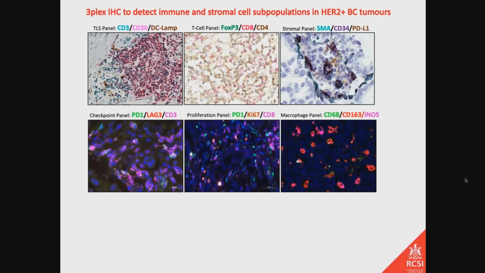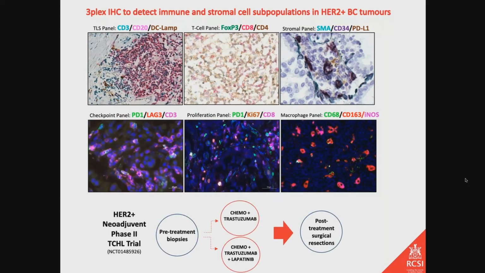So I have designed and optimized 6 3-plex IHC panels, and these are targeting a range of innate and adaptive immune cells, stromal cells, and checkpoint proteins. And these are being applied to pre-treatment biopsies and surgical resections of patient tumors from the phase 2 TCHL trial. The workflow for each panel is pretty much the same. I optimize the IHC, apply it to the cohort, analyze the images, and then perform statistical analysis. And I'm going to bring you through the workflow today, focusing on the TLS panel.